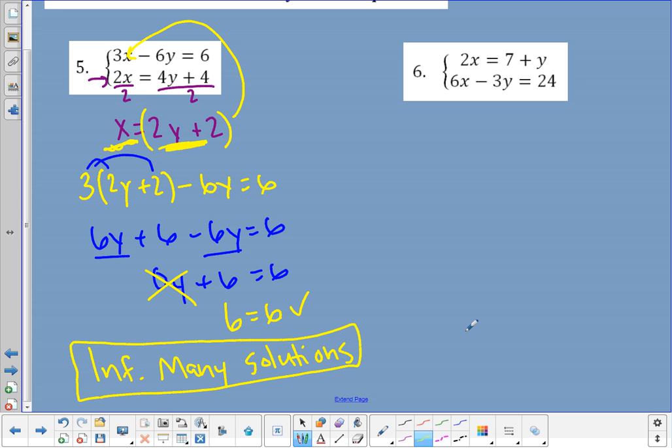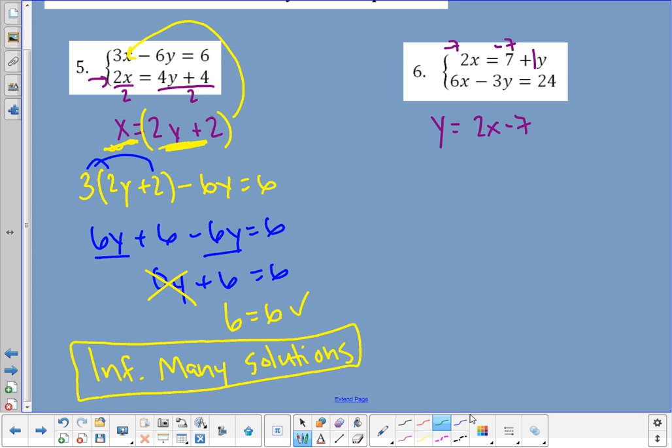Let's take a look at number 6. 2x equals 7 plus y, and 6x minus 3y is equal to 24. I see, again, a yucky system that has nothing lined up where I would want it to be for elimination. So I'd have to do a lot of work to make elimination work. But for substitution, I recognize that there's a 1 in front of this y, so I can very easily subtract my 7 over to the other side, and then I'll have y alone. So when I do that, I end up with y is equal to 2x minus 7. So that helps. So now I've got y alone.